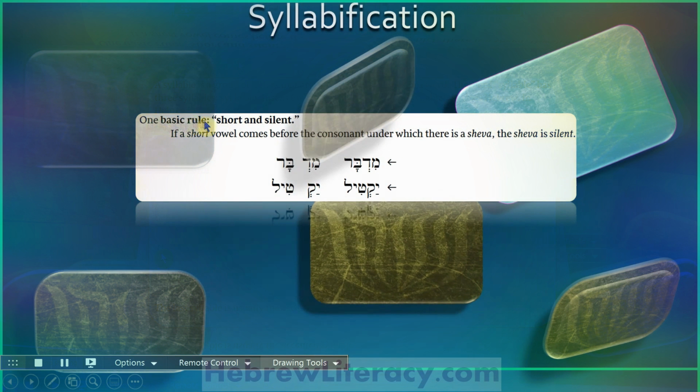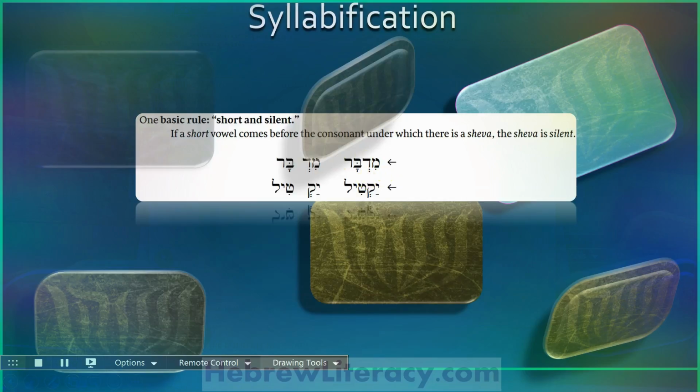So here is a basic rule. Short and silent. If a short vowel comes before the consonant under which there is a schwa, the schwa is silent. For example, midbar, which means an area where there's not humans living. This can be a desert or just barren land, the wilderness sometimes, the Torah will say. So midbar. Here we have a short vowel and a schwa. The schwa is silent because it follows a short vowel, so we know that that letter is the end of the syllable.